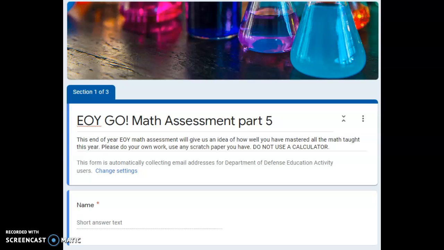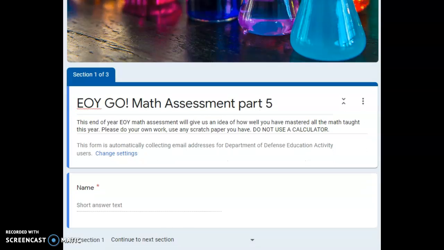End of the year Go Math assessment, part 5. This is the final part of the assessment. Please make sure you have scratch paper, a pencil, and an eraser. Let's rock and roll.